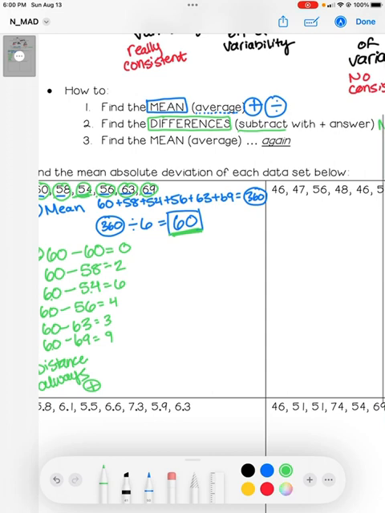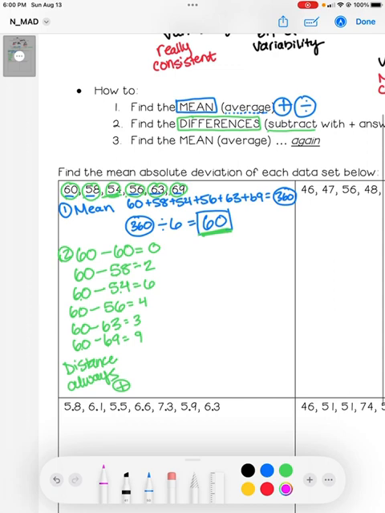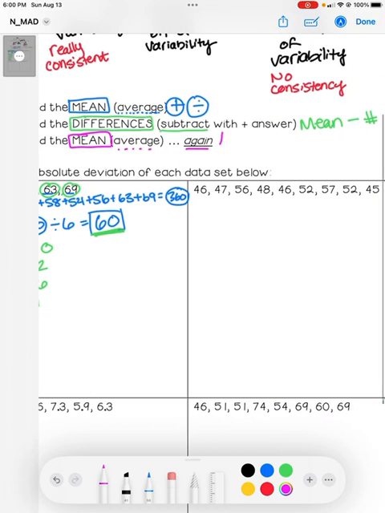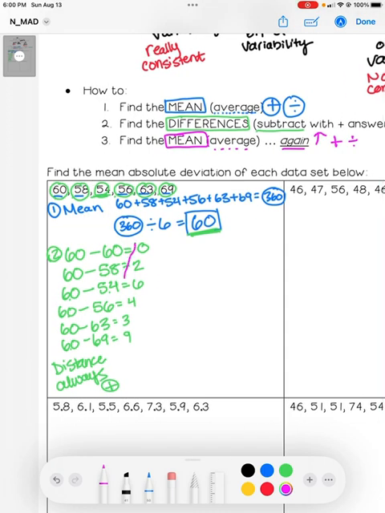The third and final step is to find the average of those distances. So we're finding the mean, or the average. Again, this time we're using our answers from step 2. So we have to add and divide yet again, but this time we're going to use the 6 numbers, in this case 6, not always 6. In this case, we're going to find the average of the 6 numbers that we just got for the distances. So step 3 is to find the mean again.